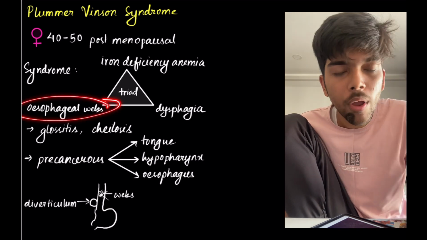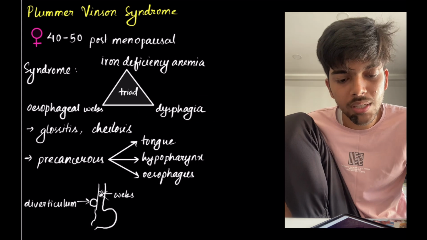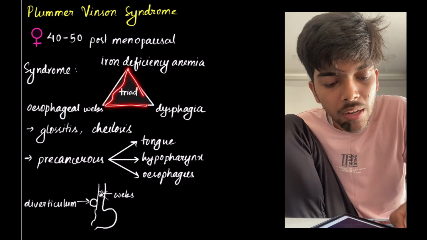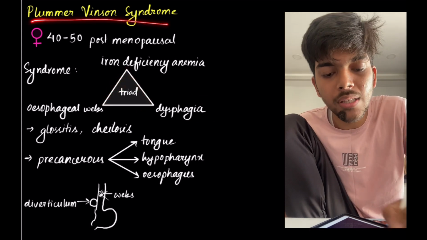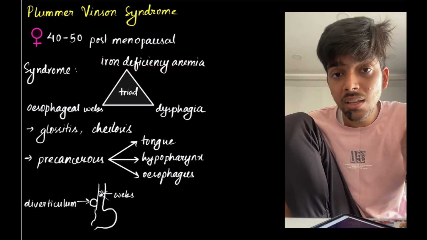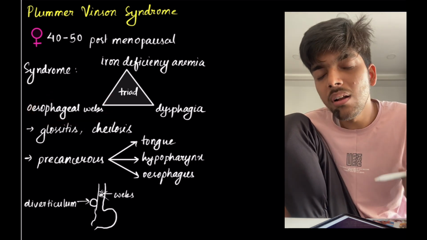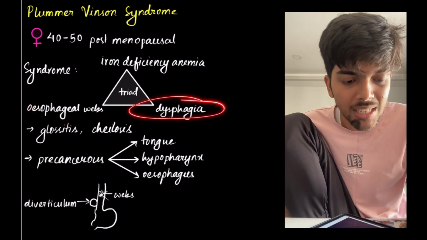So esophageal web formation takes place and swallowing becomes difficult, or dysphagia. This triad of clinical features marks Plummer-Vinson syndrome. So there is deficiency of iron leading to iron deficient anemia. There is formation of a web in the upper esophagus, so esophageal web, due to which there is difficulty in swallowing solid food, so there is dysphagia.